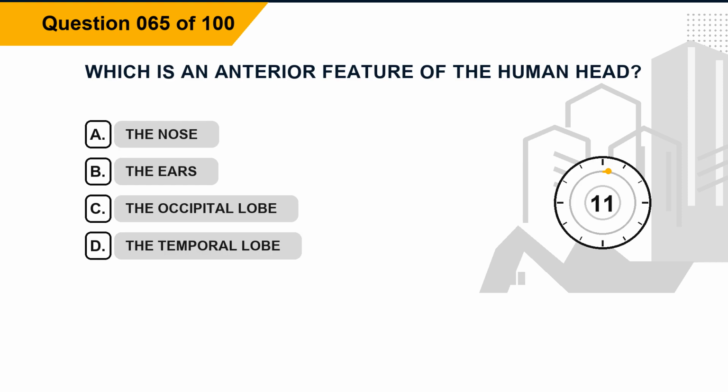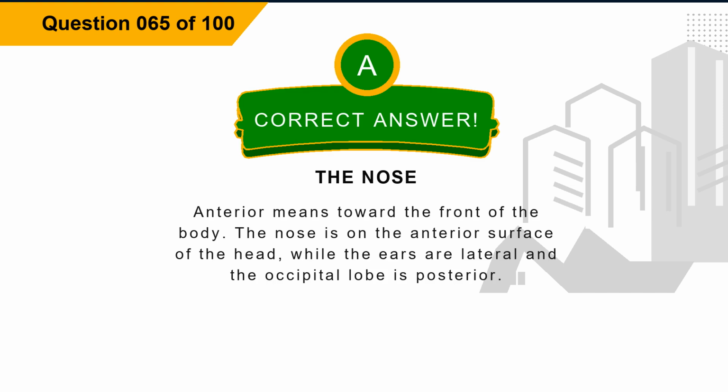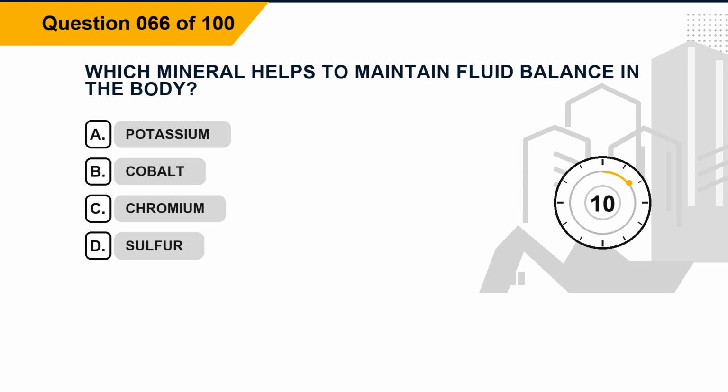Question 65. Which is an anterior feature of the human head? Option A, the nose. Option B, the ears. Option C, the occipital lobe. Option D, the temporal lobe. The correct answer is option A, the nose. Explanation. Anterior means toward the front of the body. The nose is on the anterior surface of the head, while the ears are lateral and the occipital lobe is posterior.